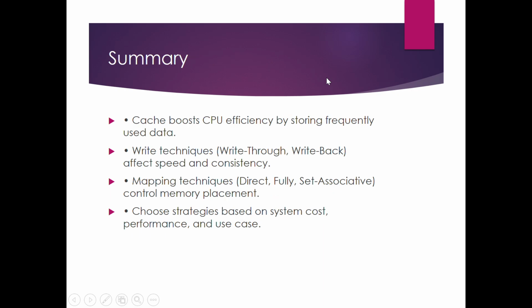Then, summary. Cache boosts CPU efficiency by storing frequently used data. Write techniques, write through and write back, affect speed and consistency. The mapping techniques, direct, fully associative and set associative, control memory placement. Choose the strategy based on system cost, performance, and use case.